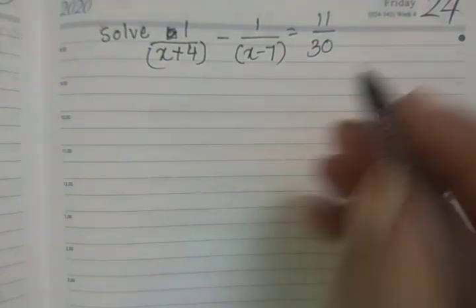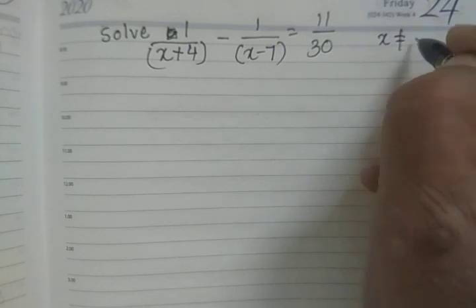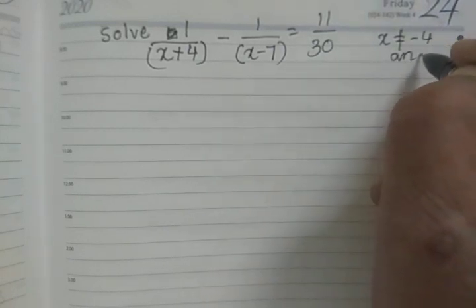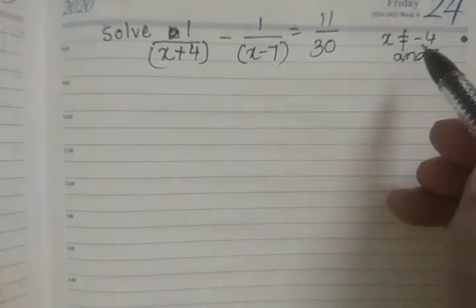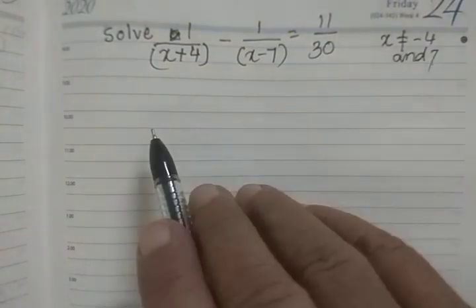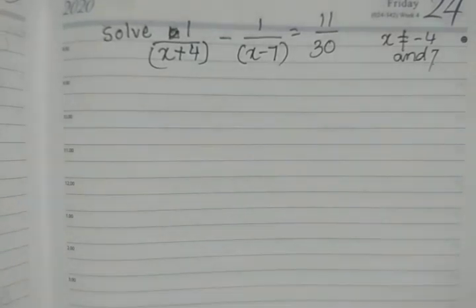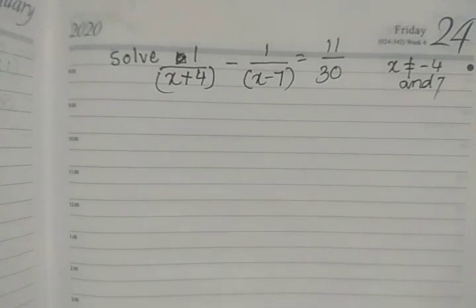Here x is not equal to minus 4 and 7. X is not equal to minus 4 and 7. If it becomes minus 4 and 7, then we do not get a quadratic equation. That is the thing. Clear? So let us solve.